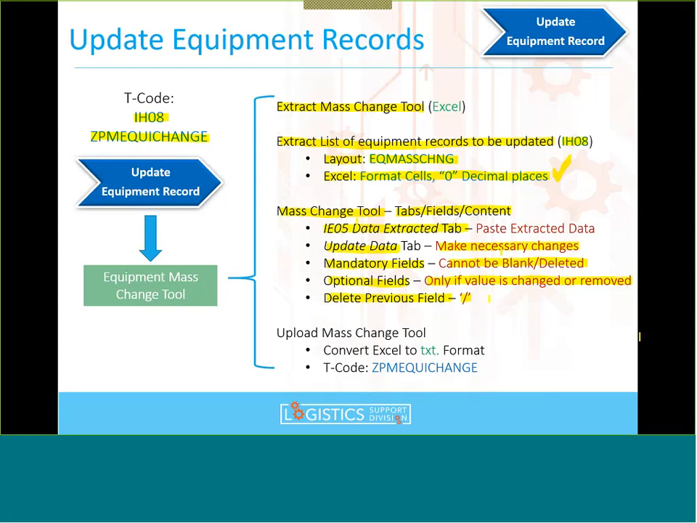And then, of course, once we have copied and pasted all the data and made all the necessary changes, we have to upload the mass change tool. But first, convert the Excel into text format, just like we did with physical verification. Then once it's converted into text format, that's when we use this long T code here and upload the text file. Okay, so I believe this slide summarizes quite well the step-by-step process of updating equipment records when using the mass change tool.